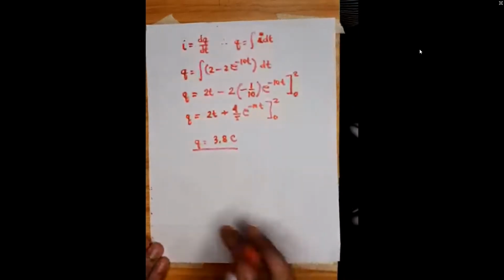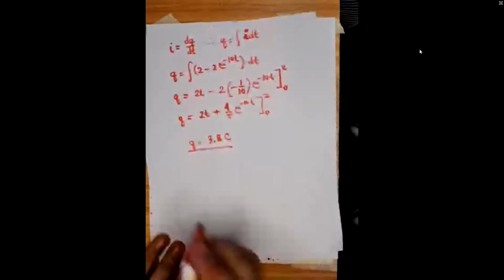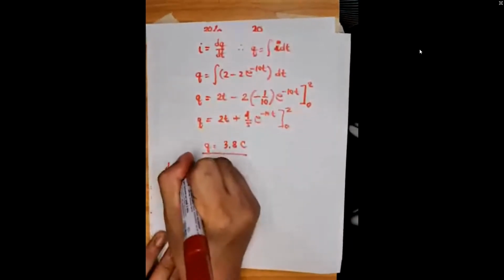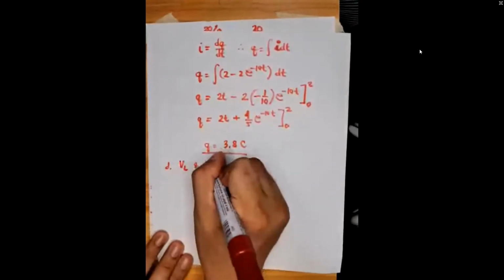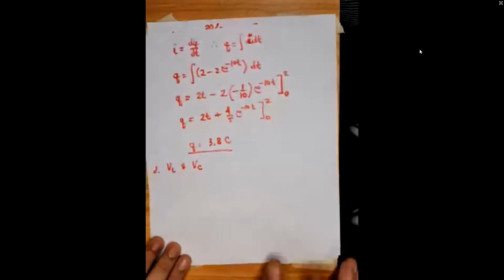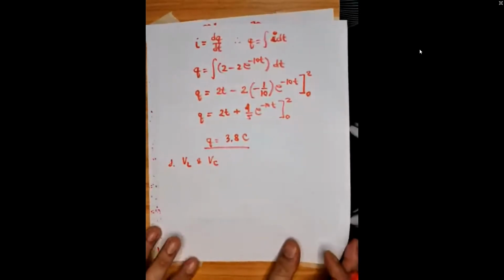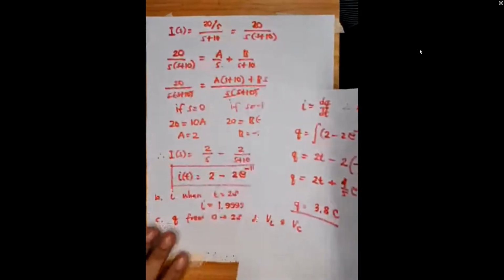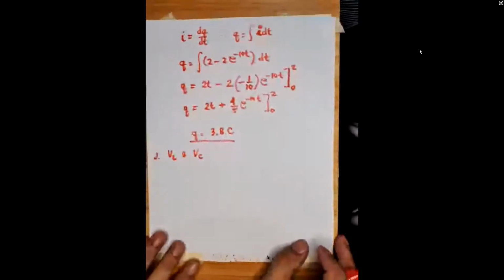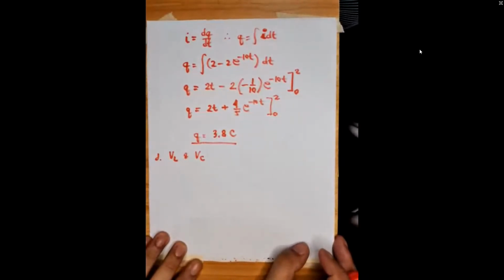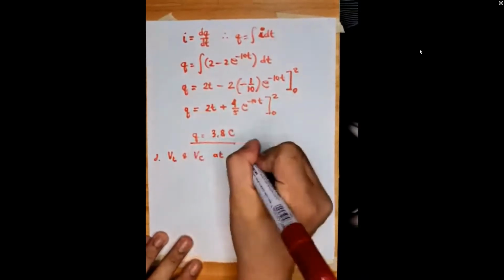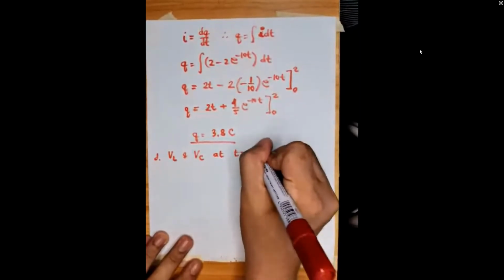Okay, so what if I ask you again? So letter D. What is VL and VC? VL and VC at t is equal to 2 seconds.